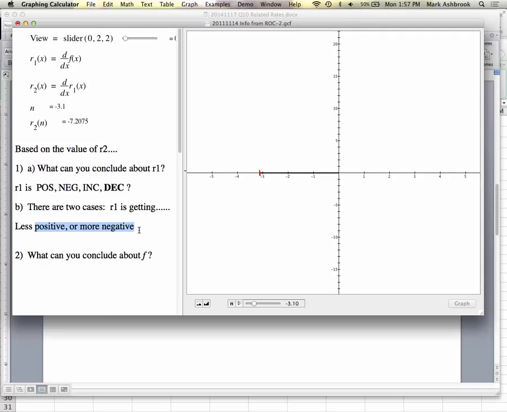But what can we say? If the rate of change is decreasing, it's becoming what? Less positive or more negative, right? So think about those. Think about the relative size of change in y, or tangent lines. Tangent lines, less positive or more negative. So therefore, F is concave down.